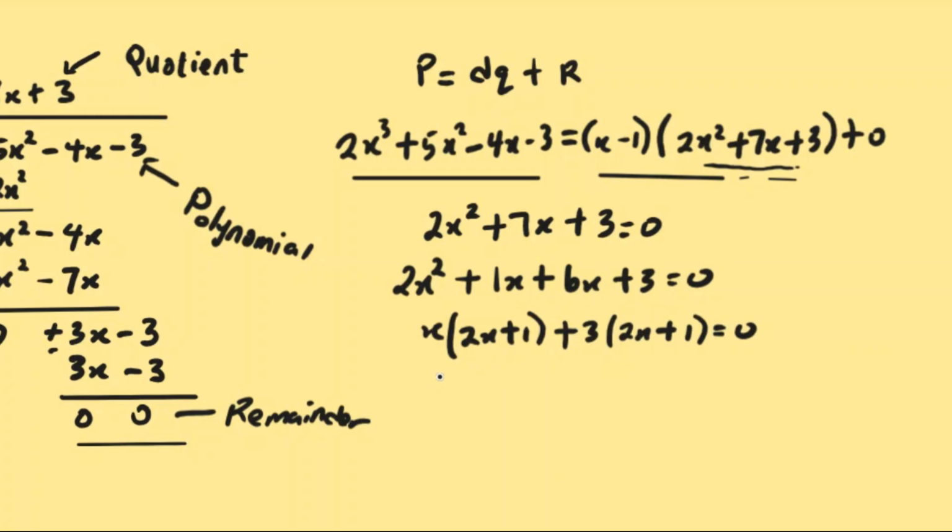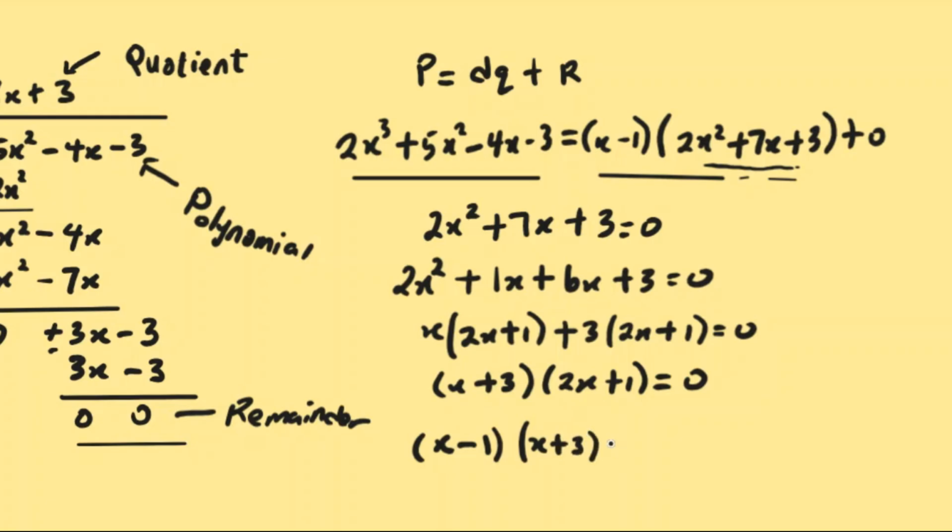So when you group them together, this will be x plus 3 multiplied by 2x plus 1 is equal to 0. So this polynomial is now the same thing as x minus 1 multiplied by 2x squared plus 7x plus 3, which we have factorized to be x plus 3 multiplied by 2x plus 1.